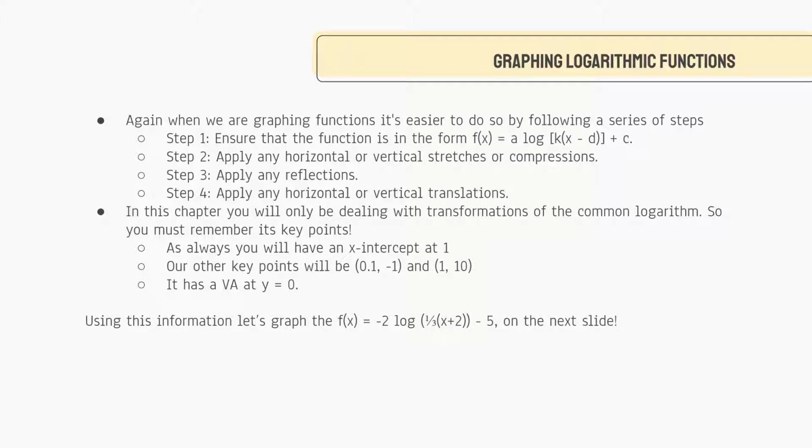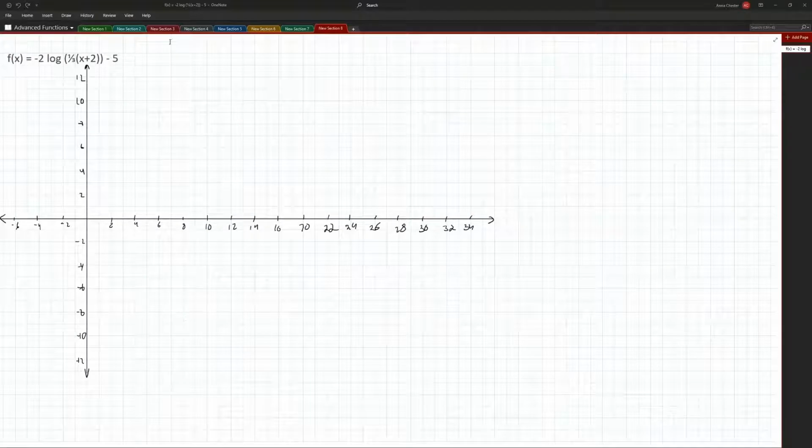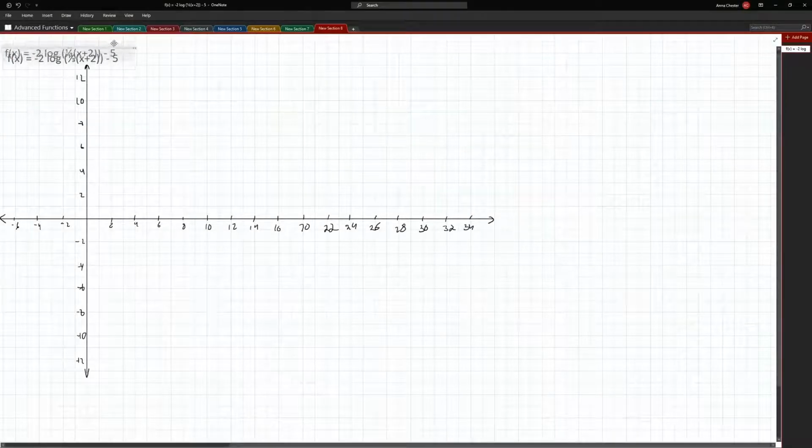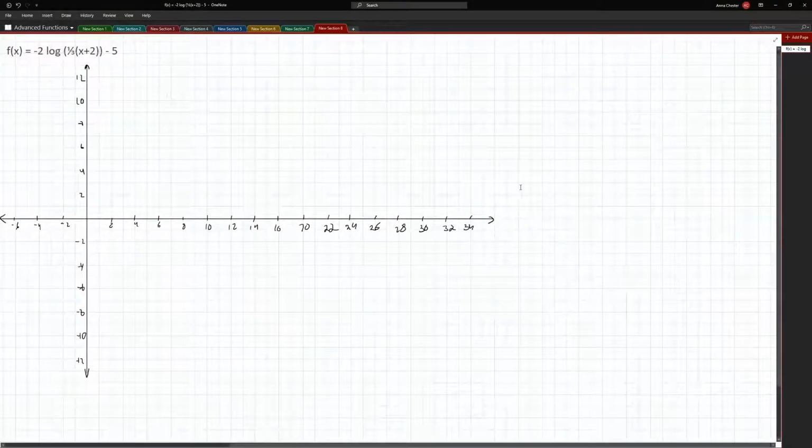Lastly, using all this information we just discussed, we could now graph the function that we have here as an example. This is probably going to be the most difficult function you can graph in this chapter, which is why I feel like it would be a beautiful example for us to color together. Okay, so I've copied down the question over here and created this beautiful little graph.